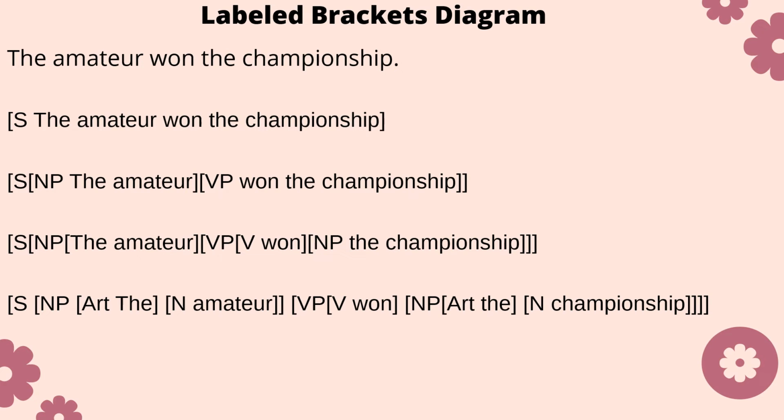And then we can break down again the noun phrase, the verb phrase here, and then here the amateur is still the noun phrase, but we break down a verb phrase here, won as the verb and the championship as noun phrase. And the last, we break down the noun phrase here into detail, noun phrase into article, the, and amateur as noun. So noun phrase breaks down into article and noun. And then we also break down here the noun phrase, the championship here. You break down into detail, article, the, and championship as noun.